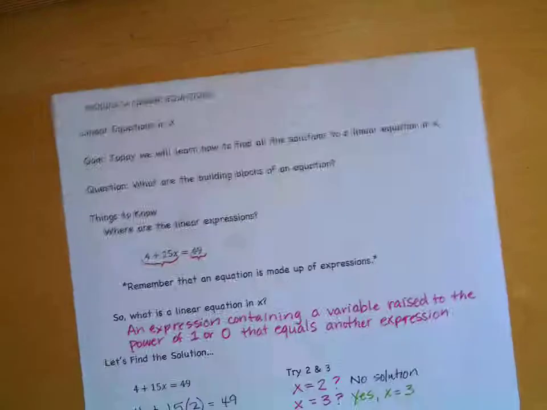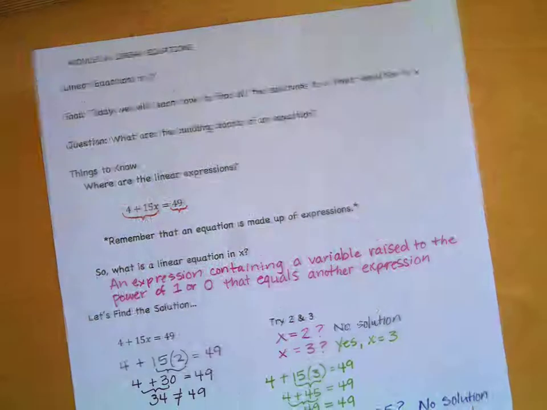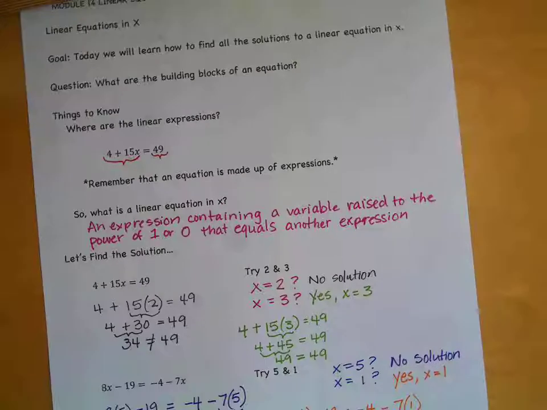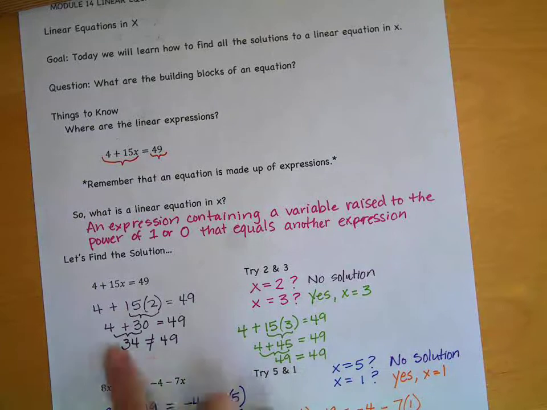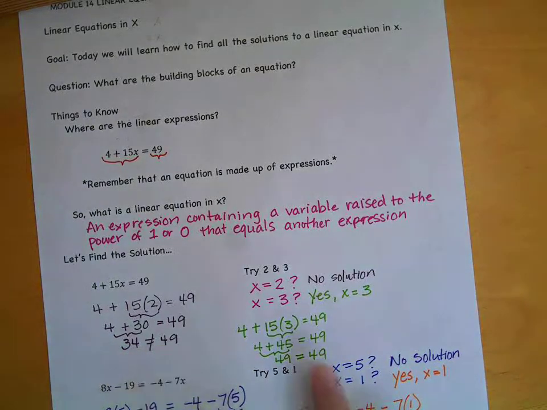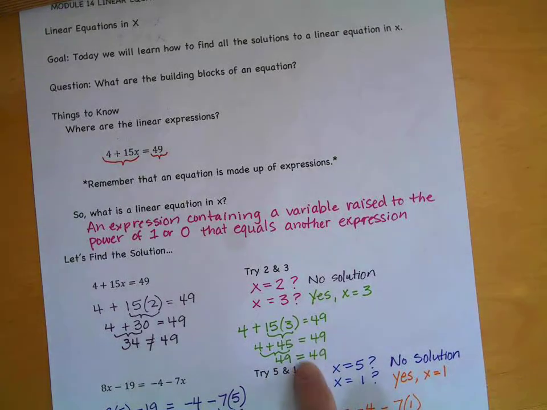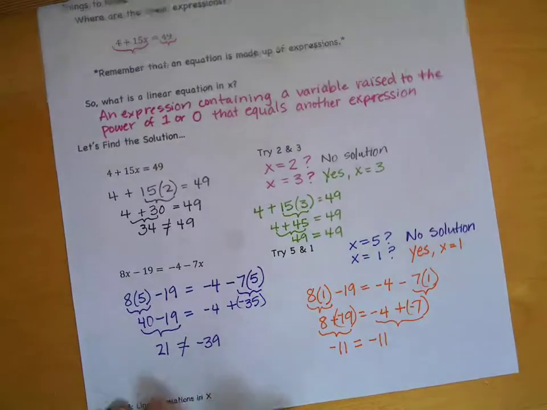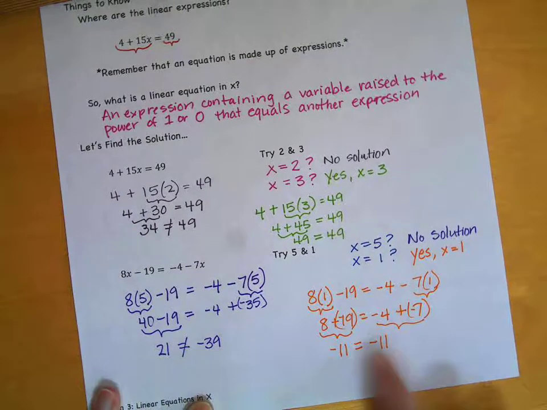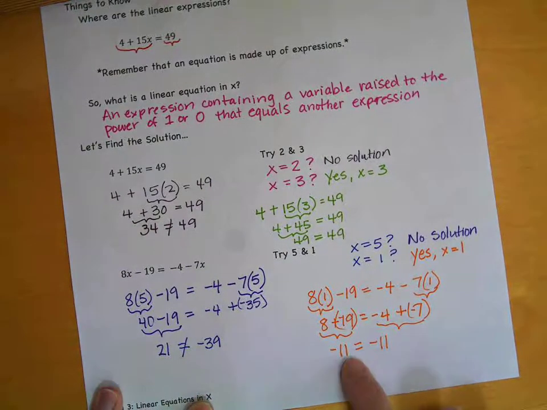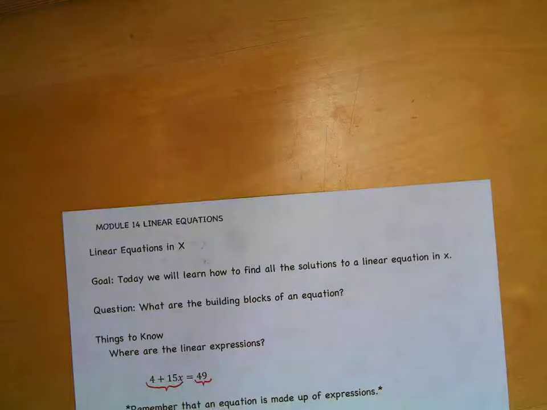Okay? So, what we have learned is that a linear equation in x is true when you can find a value of x that makes the solution true. So this one, x cannot be 2 because it's no solution. X has to be 3 because the solution is 49. This one, 5 cannot be the solution because they're not equal. 1 is the solution because they are equal, being negative 11.